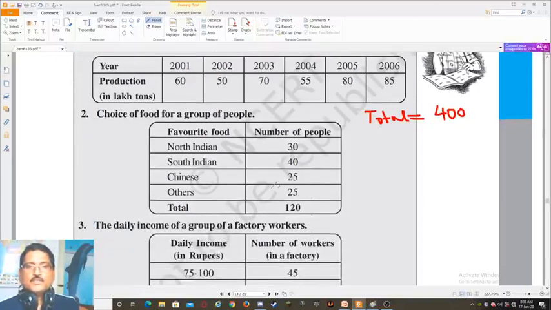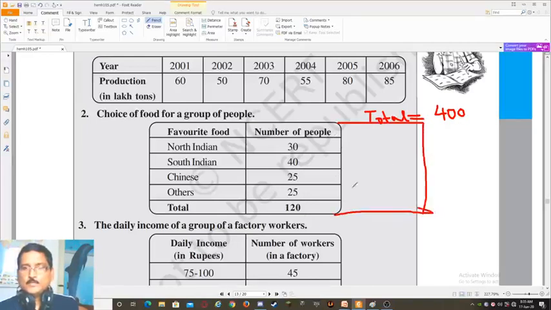So now here also the total number of people is given, and the items are North Indian, South Indian, different types of dishes, Chinese and others. So this is the item, this is the share, and make it a fraction: 30 upon 120, 40 upon 120, 25 upon 120, 25 upon 120. After that you multiply it by 360 degrees. Here you can draw one line.